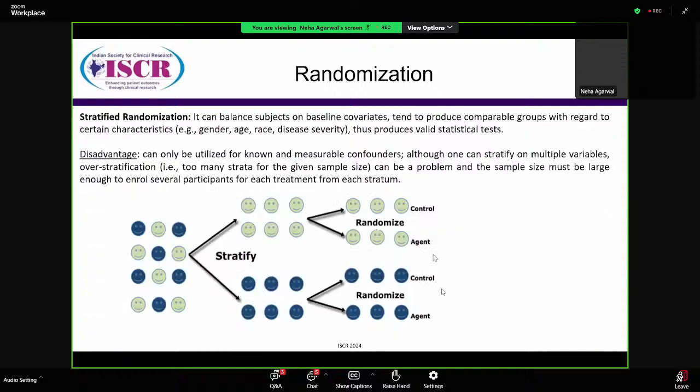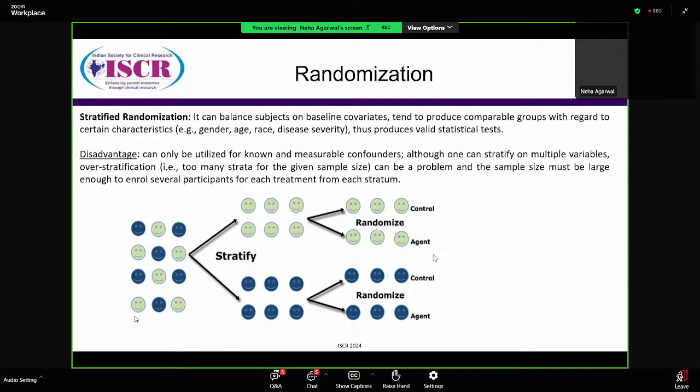Now coming to stratified randomization. The terminology itself says that we are stratifying, right? It balances the subjects based on baseline covariates. Covariates could be gender, age, race, disease severity. Again, we cannot choose them randomly. It has to come from clinical judgment that, based on this covariate, it can impact the variable you're studying, the dependent variable or the primary objective. It can affect the treatment response. So based on clinical judgment, you pick one or two important covariates, and then you stratify the subjects based on that.